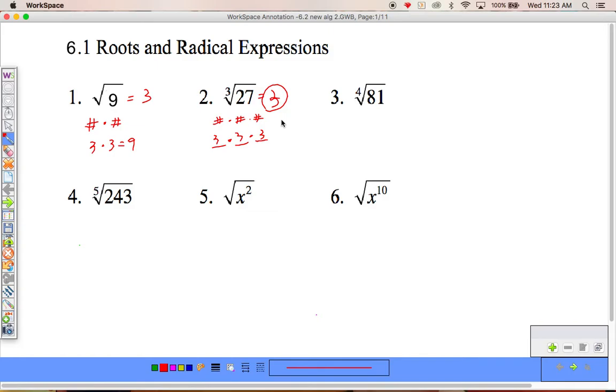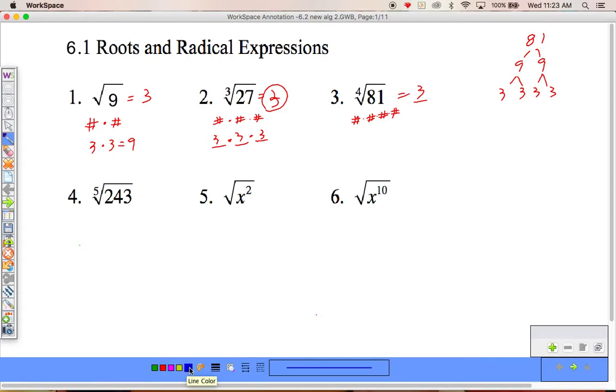All right, the fourth root of 81. Again, what number multiplied together four times gives me 81? And if I do a factor tree, I get 9 times 9, which is 3 times 3 times 3 times 3. Wait a minute, 3 times 3 times 3 times 3 is 81. So the fourth root of 81 is a positive 3.